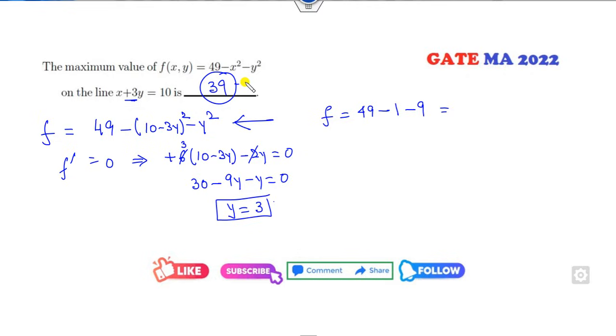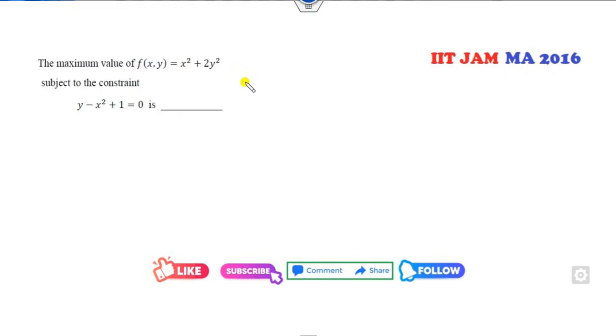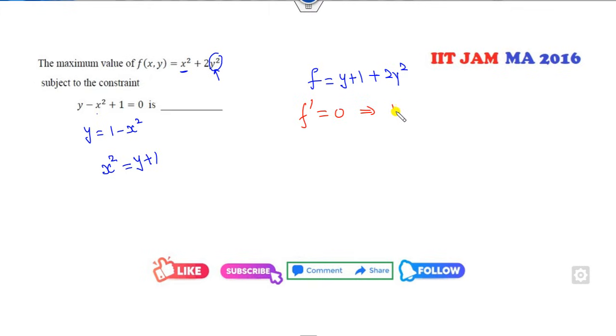You can see how many seconds you needed, just a fraction of a second. Again the similar case, if I found the value of y and I substitute here, it will be the square again. So better I can find the value of x square. It is y plus 1. So I can substitute here y plus 1 plus 2y square. So f dash will be 0. So it is 1 plus 4y will be 0.